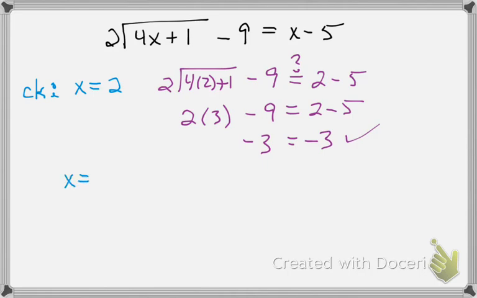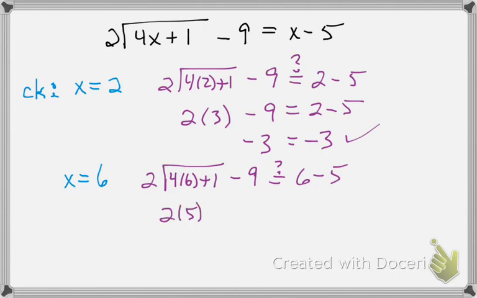So now we're going to check x equals 6. So that's 2 times square root of 4 times 6 plus 1, minus 9. And we're hopeful that comes out 6 minus 5. What's 4 times 6? 24. 24 plus 1? 25. The principal square root of 25? 5. So that's 2 times 5 minus 9. That we're hopeful is 6 minus 5. 2 times 5 is 10, minus 9? 1. 6 minus 5? 1. It works as well.